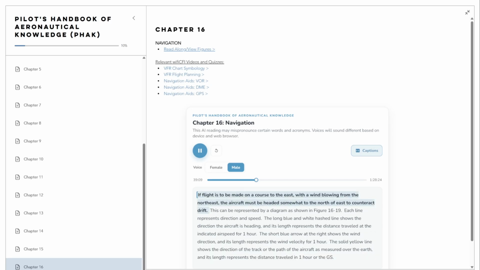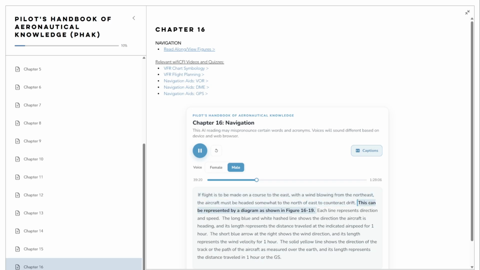If flight is to be made on a course to the east, with a wind blowing from the northeast, the aircraft must be headed somewhat to the north of east to counteract drift. This can be represented by a diagram as shown in figure 16-19. Each line represents direction and speed. The long blue and white hashed line shows the direction the aircraft is heading, and its length represents the distance traveled at the indicated airspeed for 1 hour.